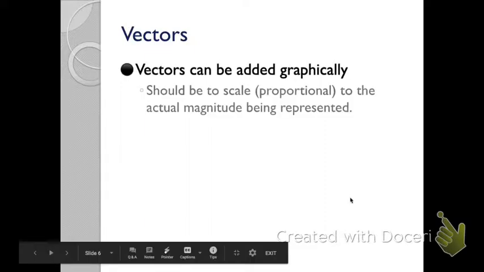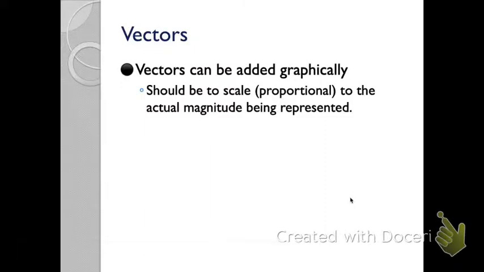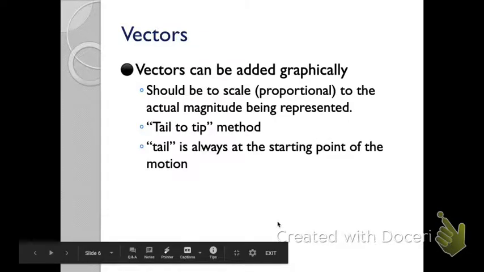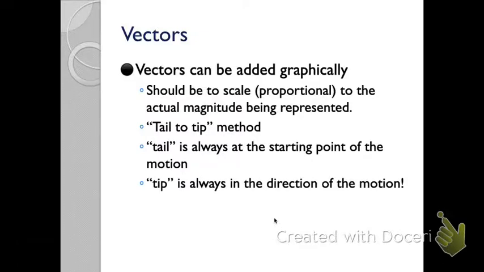All right, we're going to talk about how we add our vectors graphically. So how do we draw them correctly to get us to our final spot? Okay, we draw our vectors to scale. We already talked about that. We use what's called the tail to tip method. The tail is always at the starting point of the motion, and the tip always goes in the direction of the motion. So when we looked at that first example, here's my starting point.